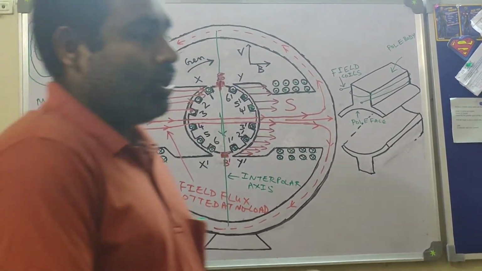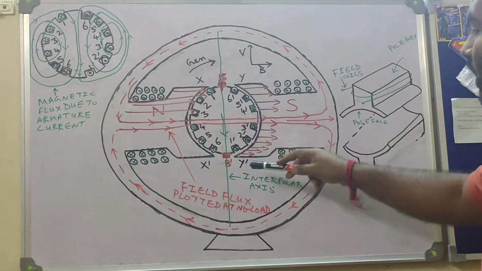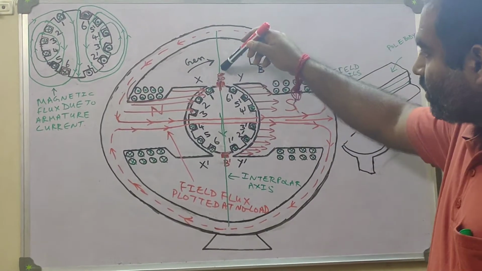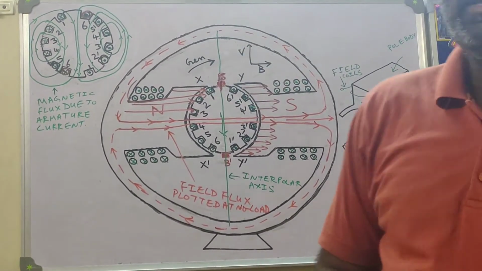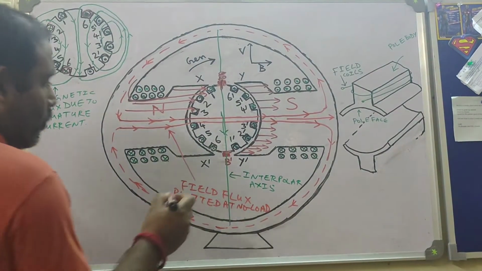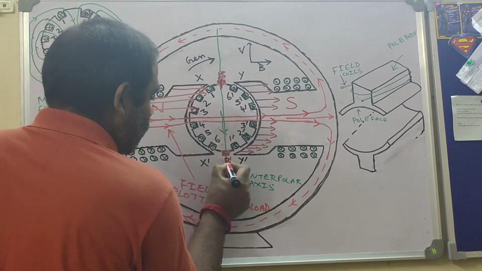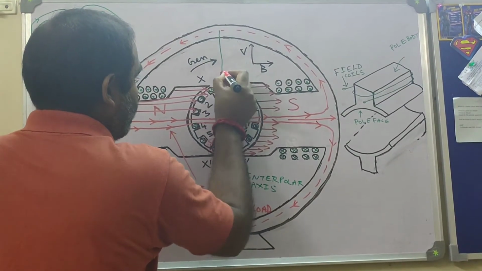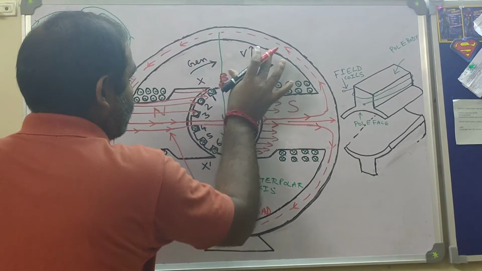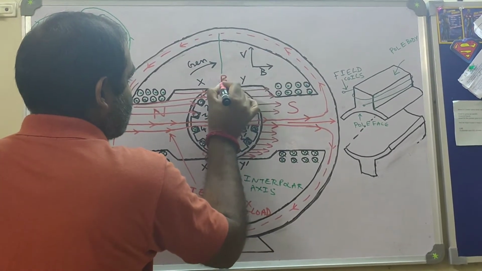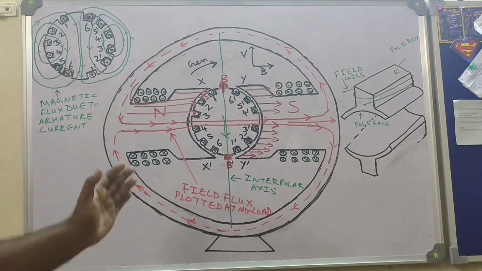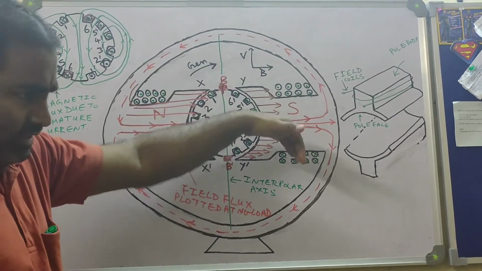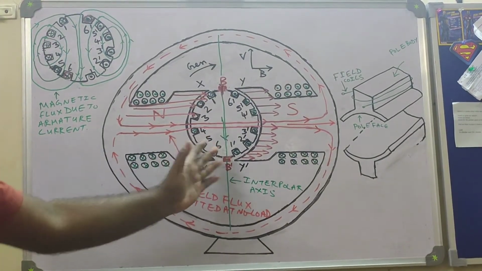Now what I am saying is how to name these pole tips, Y, Y dash, X, X dash. You move from brush B to B dash. But when you are moving from brush B to B dash, make sure you are maintaining the direction of rotation of the armature. What is the direction of rotation of the armature? We are assuming that the prime mover is driving the armature in clockwise direction. So you move in the clockwise direction because the armature is moving in the clockwise direction.